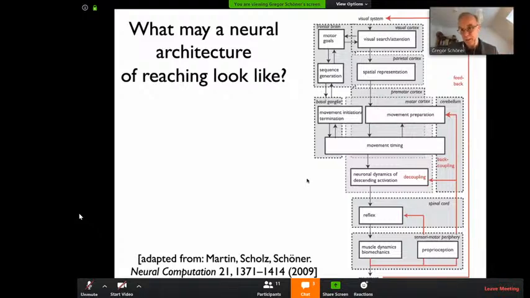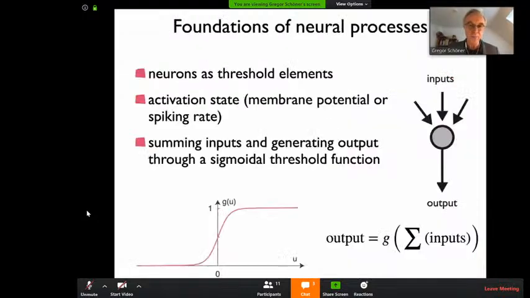And we do compare occasionally to evidence for neural properties in these different brain areas. And so I first want to illustrate to you what it means to be neurally constrained, what it means to have a neural language of process modeling.